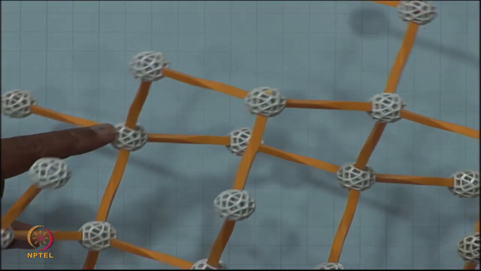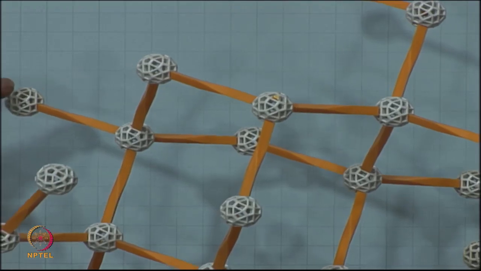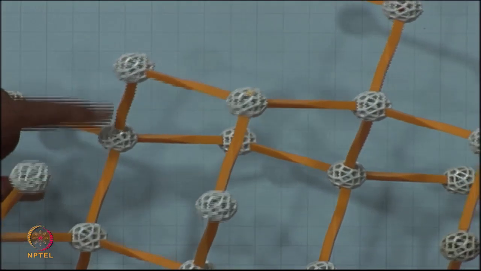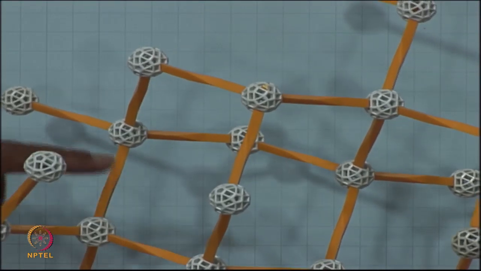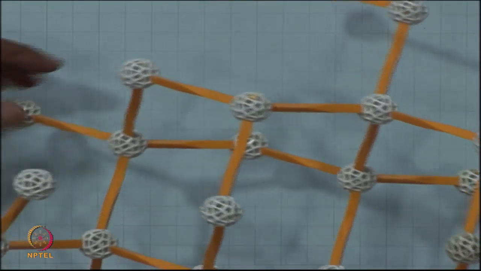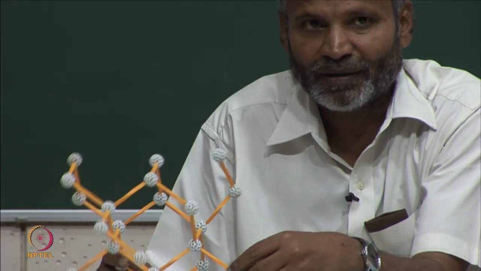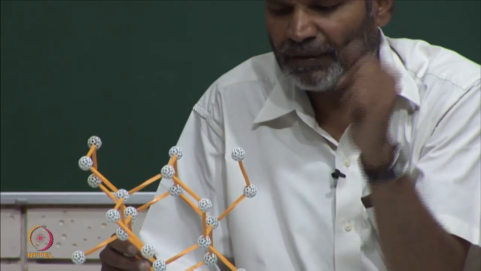So, this carbon atom is at the center of 4 atoms. It is bonded to 4 atoms. So, you can see one atom there, one atom here, one down there and another down there. Of course, I can see it is not easy to see on a video like this. You have to have a model to play with, but then such a structure will continue.